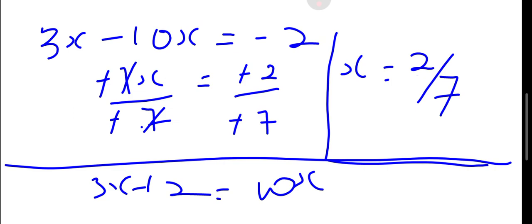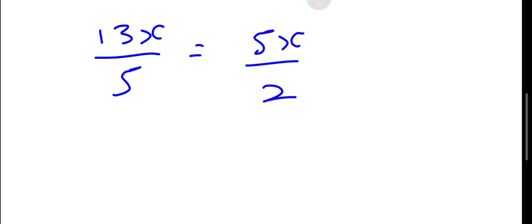But as I told you, the cross multiplication method only works when you have only 2 fractions. That's one fraction on the left and another fraction on the right. That is the only time you can use the cross multiplication method, right? Yeah, so let's move on to a more complex question. So you have a question here: 13x over 5 is equal to 5x over 2 plus 13.